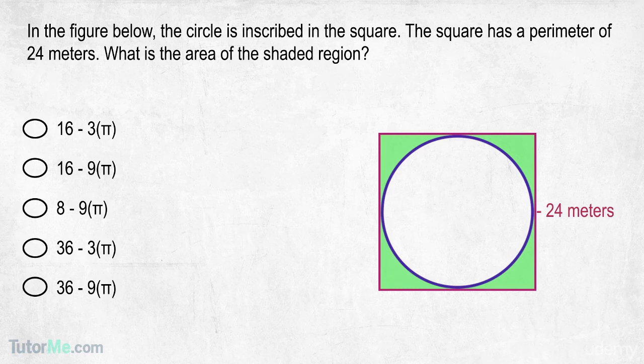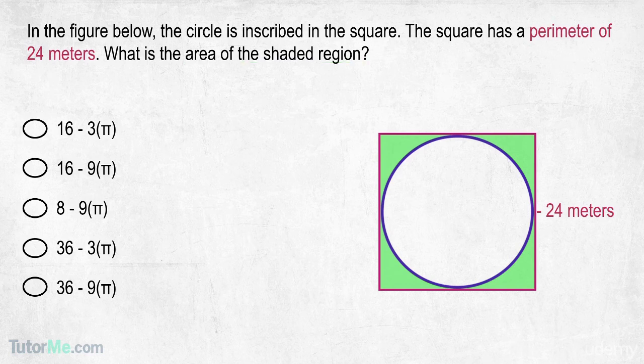As always, let's break down the information that the problem gives us. We know that the square has a perimeter of 24 meters. So the question is asking us to find the area of the shaded region, which is the difference between the square and the circle. This means the way we'll find the area of the shaded region is by subtracting the area of the circle from the area of the square. Let's start with the square.